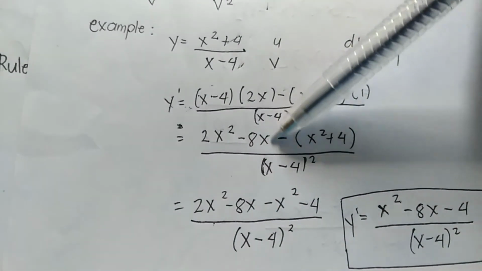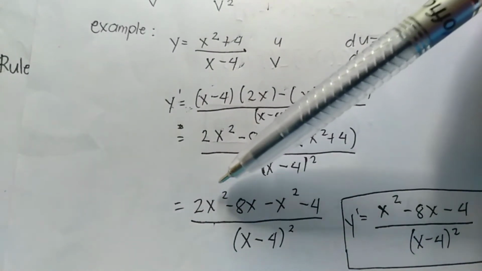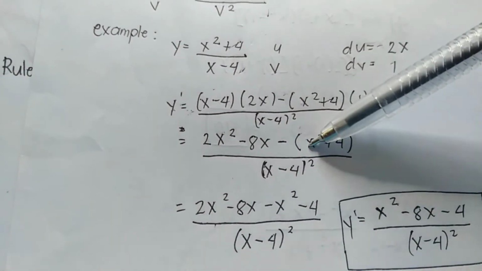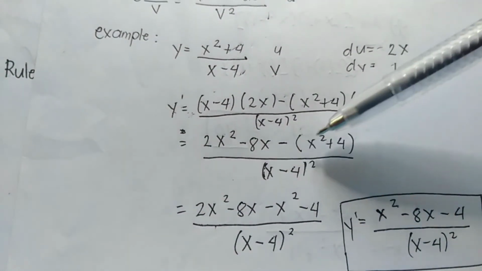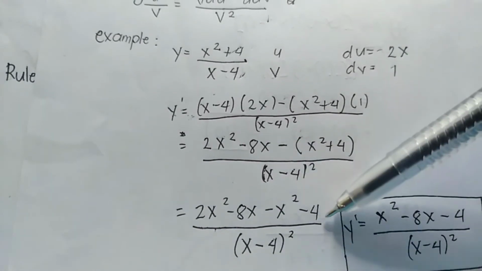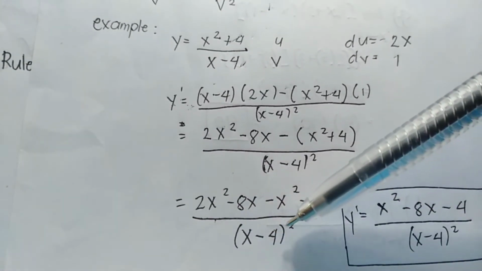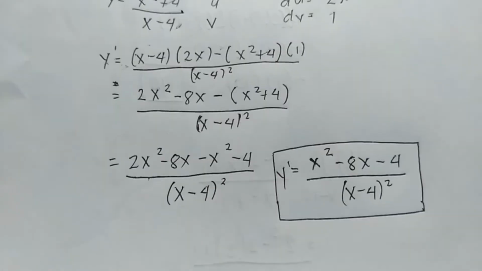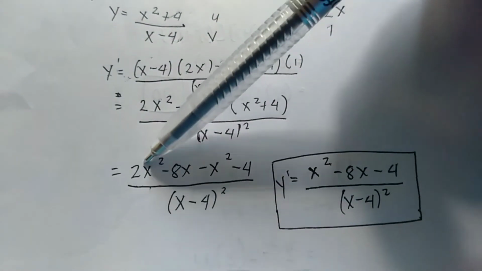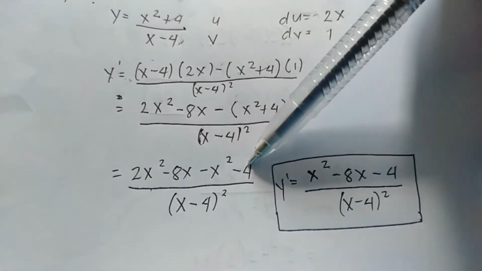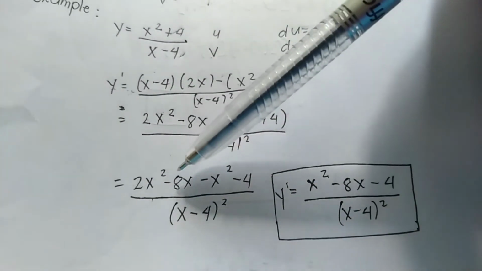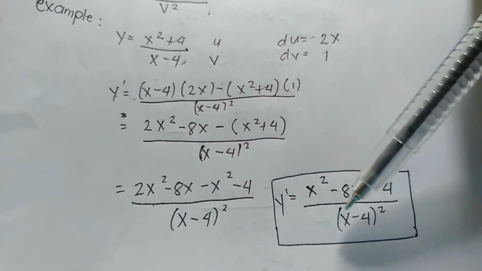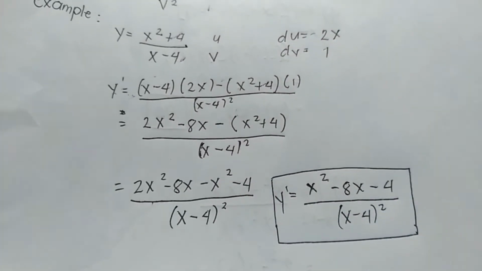Then distribute the negative sign. So 2x squared minus 8x, negative times positive is negative x squared, then negative times positive is negative 4, over x minus 4 squared. Then combine the like terms. 2x squared minus x squared is x squared, then minus 8x, then minus 4, over x minus 4 squared.